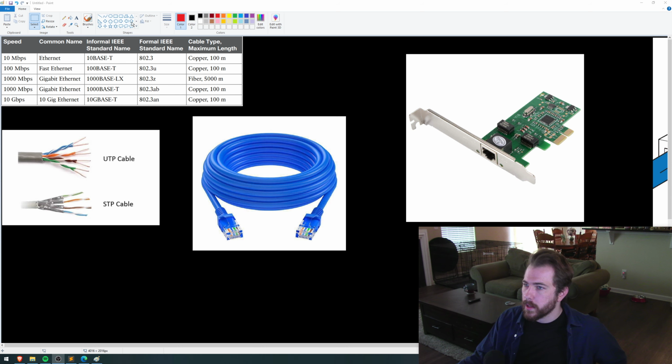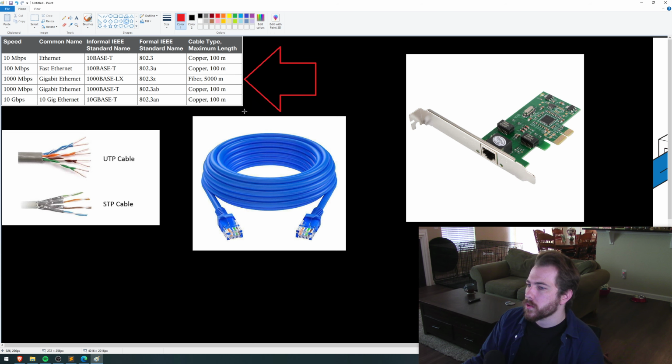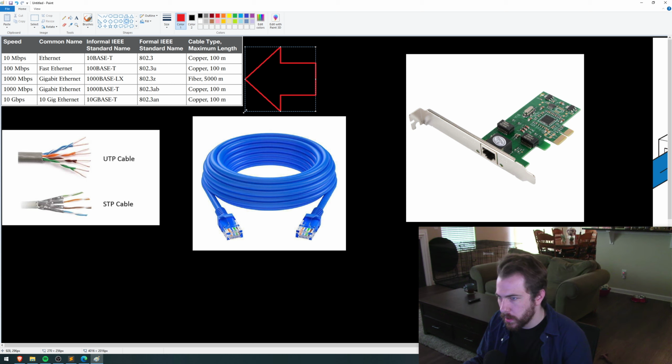What we have here at the top is the different types of Ethernet cables. So we have 10BASE-T, 100BASE-T, 1000BASE-T, and 10GBASE-T. There is also a fiber here that we're not really going over, but this is primarily the different iterations of Ethernet cables that have come out.